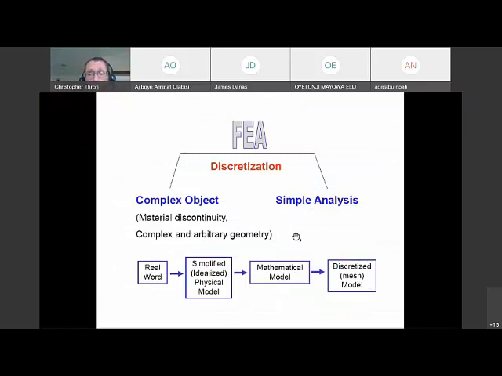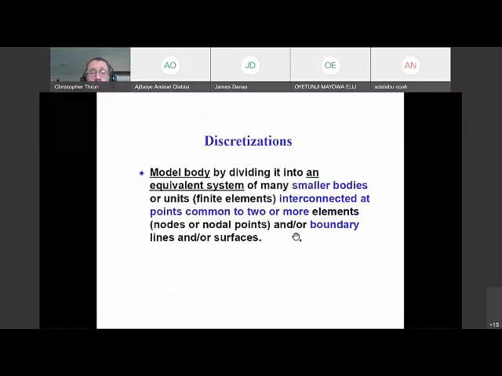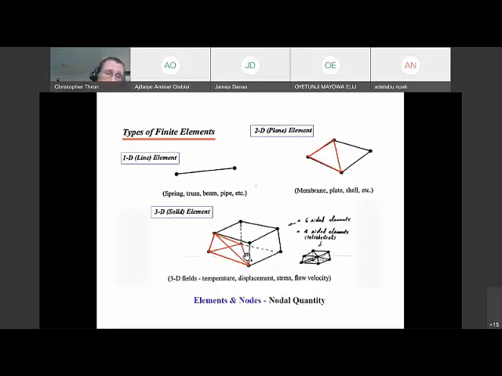So we may see some example on the next page. All right, so you model a large body or a region by dividing it into an equivalent system of many smaller bodies. And these are called finite elements. Now, a finite element consists of small regions and functions that are defined on those regions. So we'll talk more about that. That's going to be a very important part.